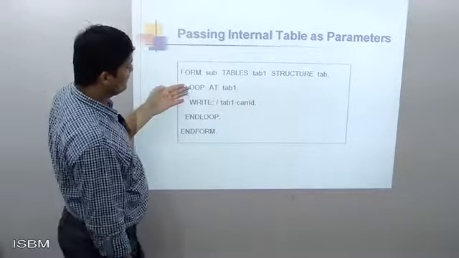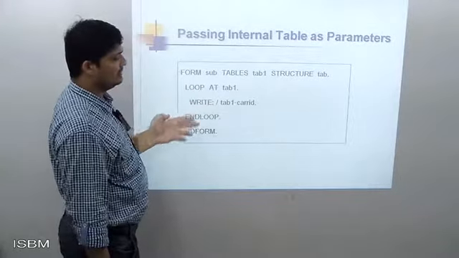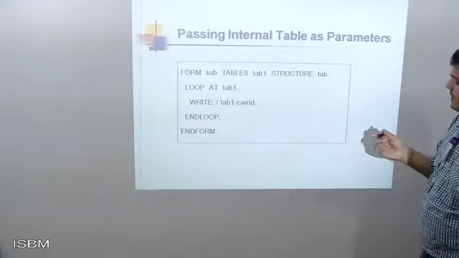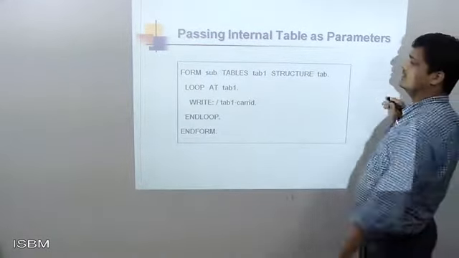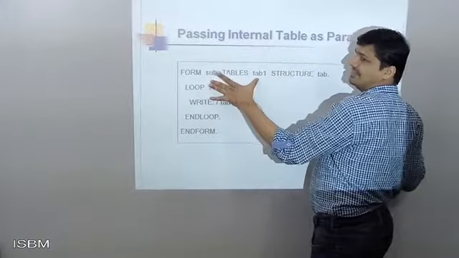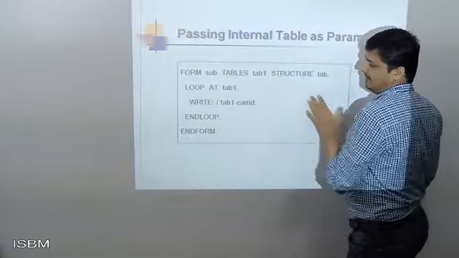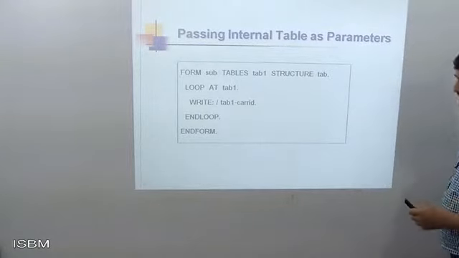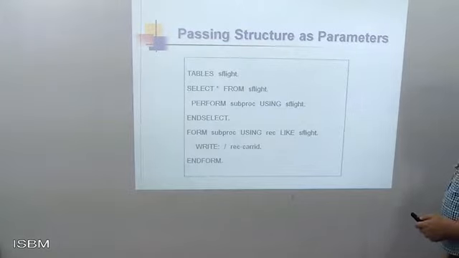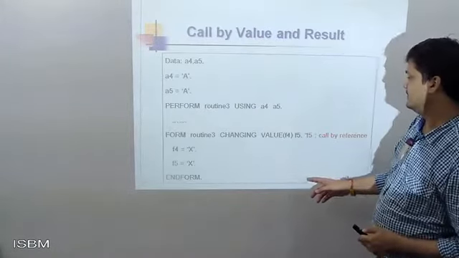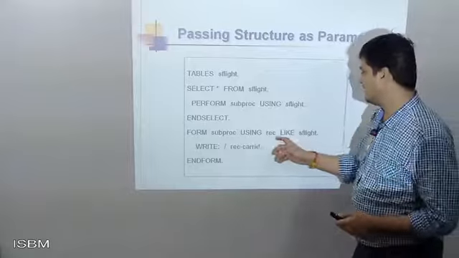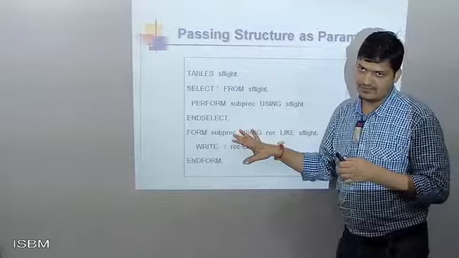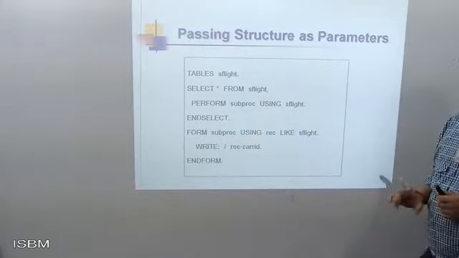So you can see inside the loop and end loop, I have taken only a single value. This is another way of declaring the data structure. You can see the form sub tables, which is tab 1, and then a structure type tab. So now we have seen three ways of declaring. The first way is like this, rack like s, which you can directly declare in the perform itself.